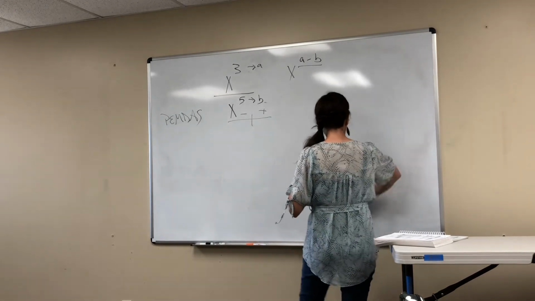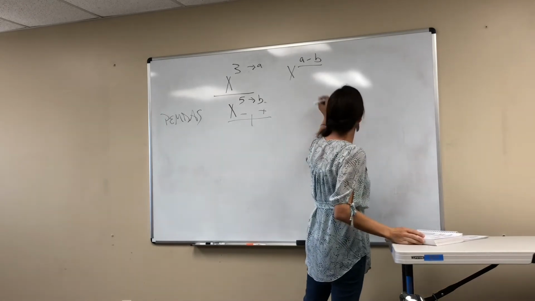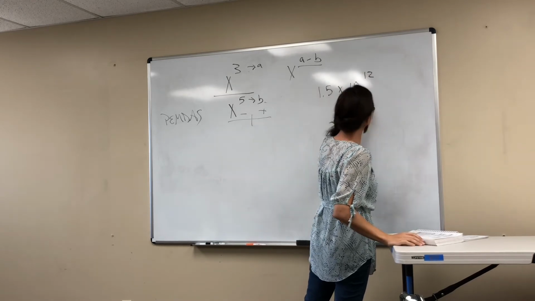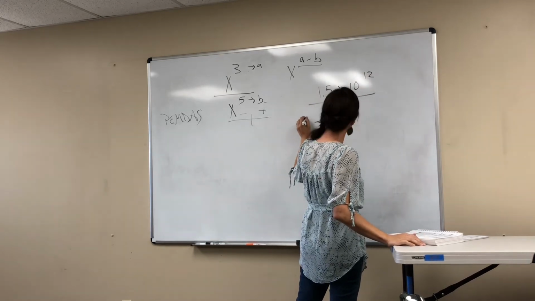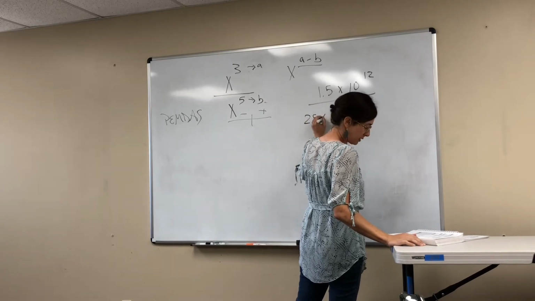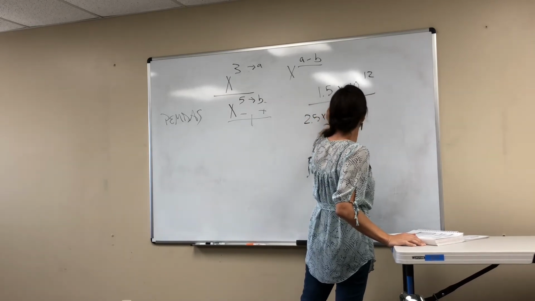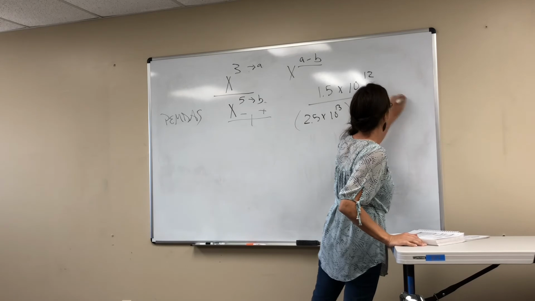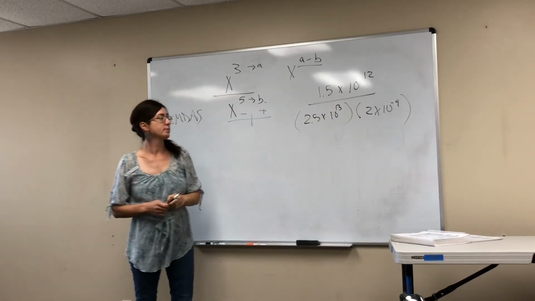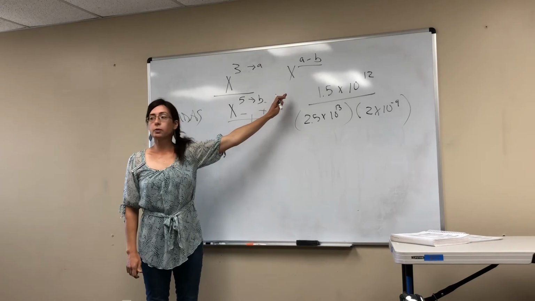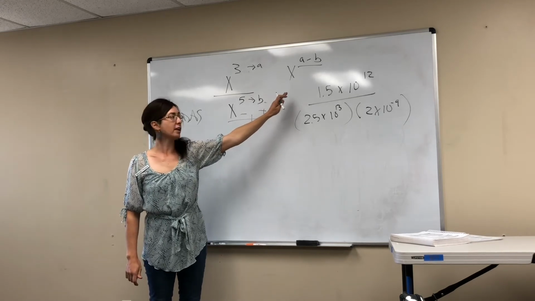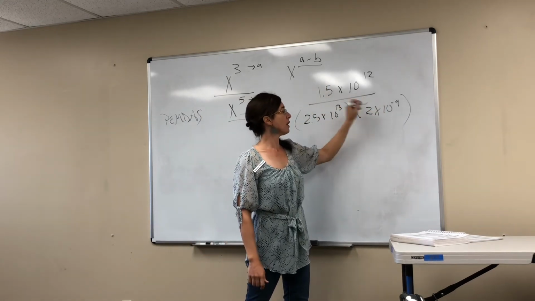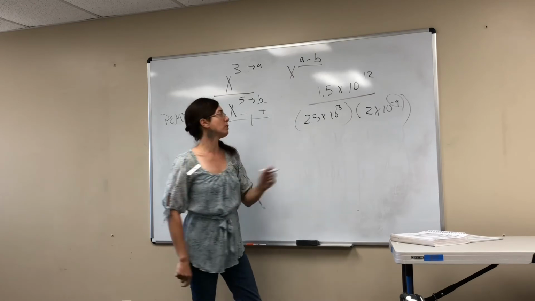In the same way, what if they were divided? What if I have 1.5 times 10 to the 12th over 10 to the 13th, 2 times 10 to the negative 9th? We're going to work this one in a couple of different steps. Step 1. Is this written appropriately? No. Why not? Because I've got a negative exponent. I'm going to rewrite it.